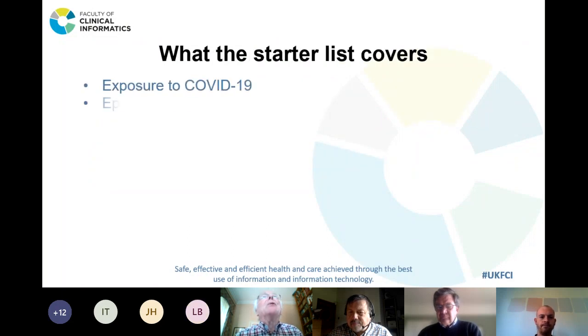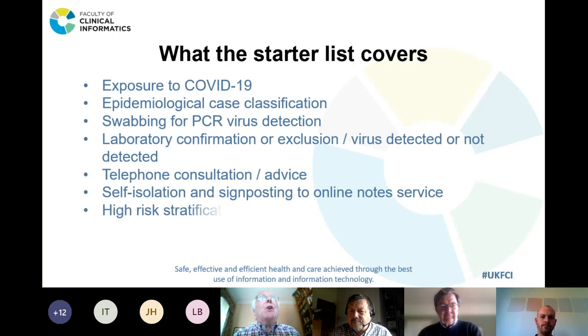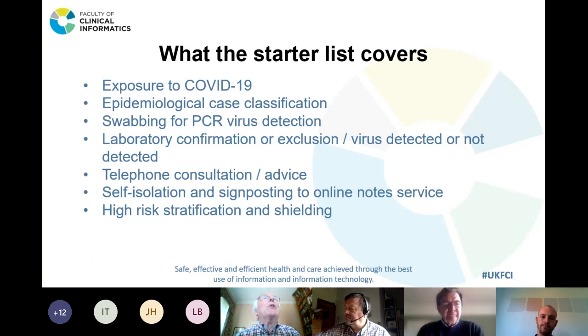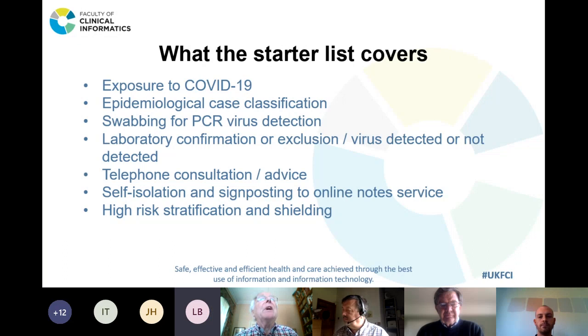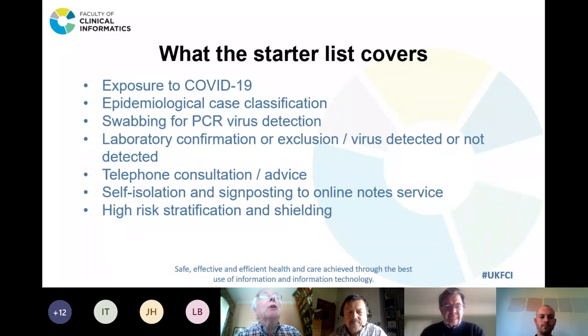Next slide, please. So what have we got in that starter list? Well, essentially, we've got the ability to capture the fact that people have been exposed to COVID. We've got an epidemiological case classification, which I'll go into in a moment. Swabbing, we've got some things about laboratory test confirmation, coding for telephone consultation and advice, coding for self-isolation, signposting to online note service, and also the coding for high-risk stratification and shielding. And we thought that would be a pretty good starting list.